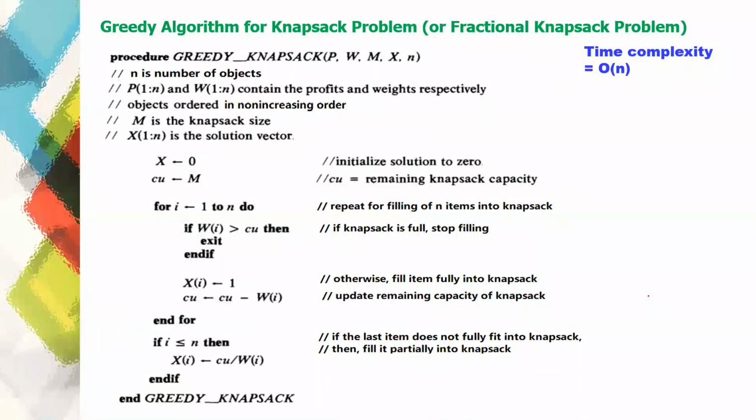This is the algorithm greedy knapsack, which has a few parameters. N is the number of objects. P is the profits. W is the weights of the objects. M is the maximum size of the knapsack. X is the solution vector that you have to formulate.